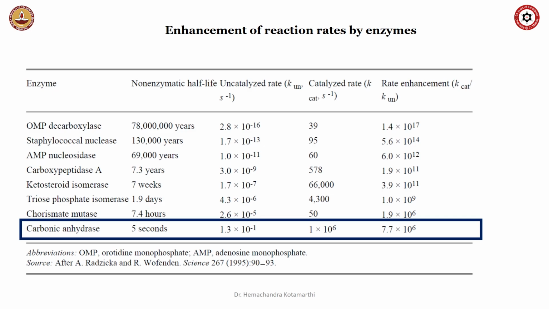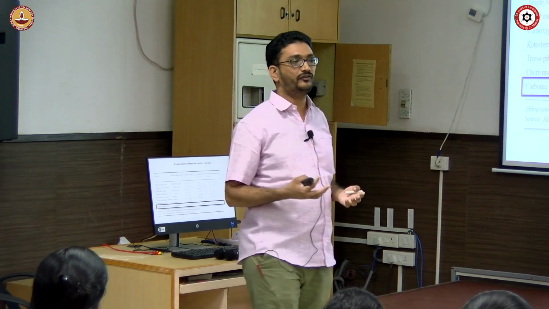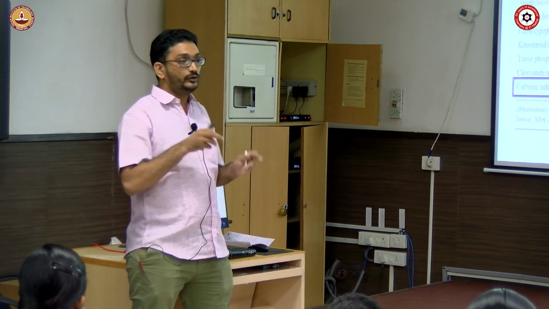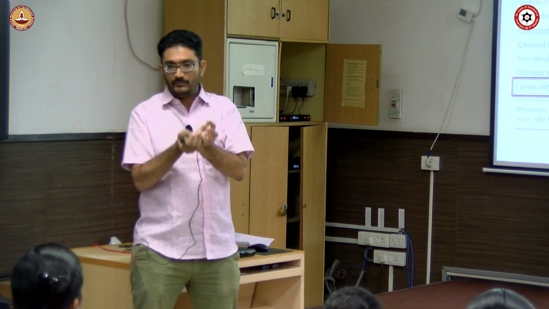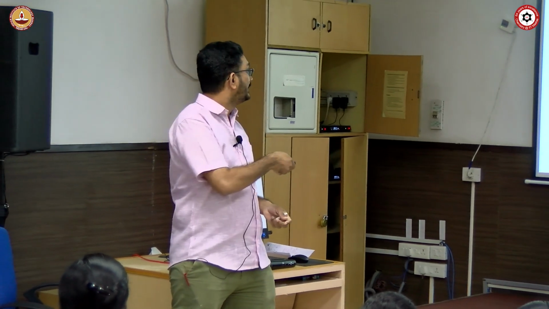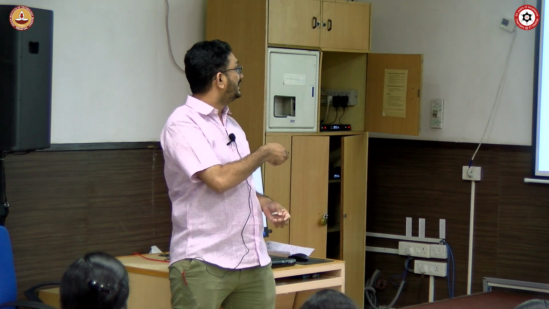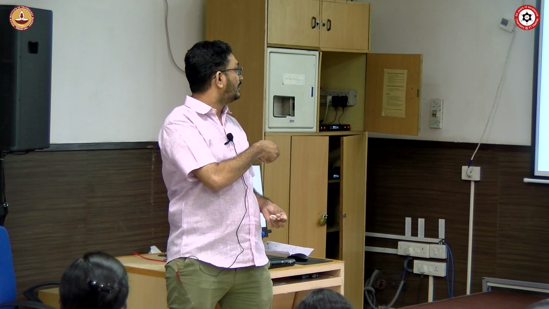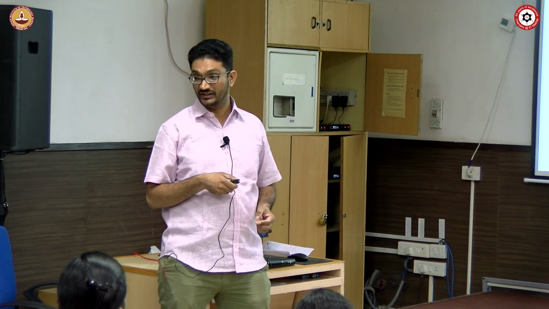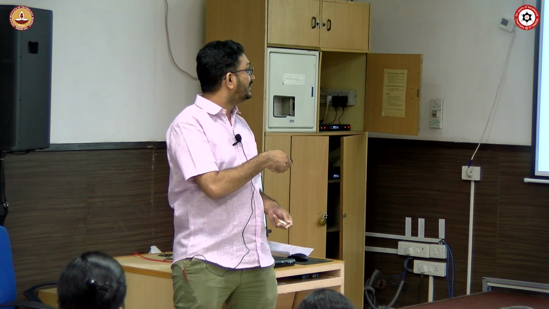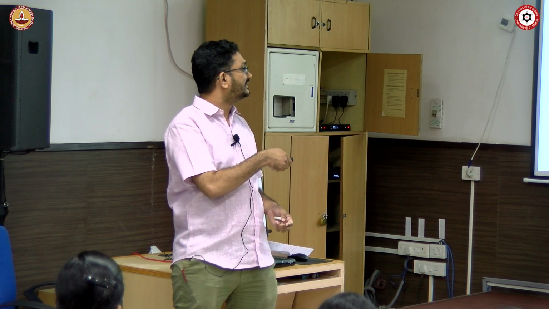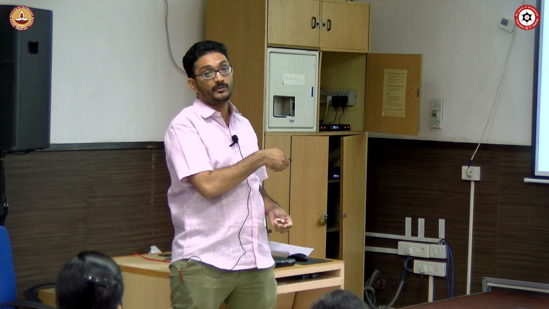For example, there is AMP nucleosidase. AMP is adenosine monophosphate. You know, adenosine triphosphate, adenosine diphosphate. If you do the reaction in a test tube or in the lab, the rate of a reaction is 10 power minus 11 per second. That means for one reaction to happen, it will take around 69,000 years. But how much does the enzyme do? The enzyme increases it to 60 per second. That means it has increased the rate by 10 to the power of 12 times.